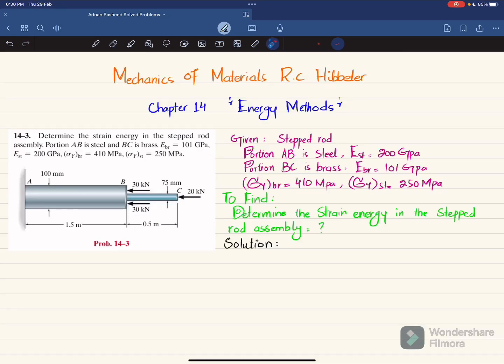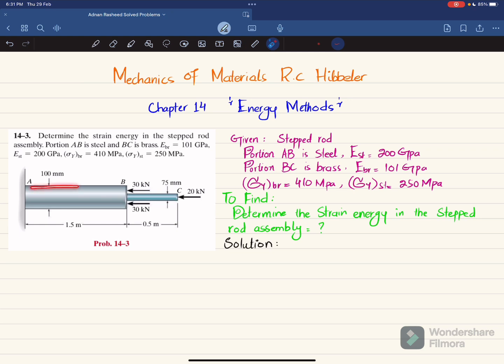Welcome back. Problem 14-3. This problem is taken from chapter number 14, that is energy methods, and the book name is Mechanics of Materials by R.C. Hibbeler. So the statement is: determine the strain energy in the step rod assembly. Portion AB is steel and BC is brass. Modulus of elasticity of brass is 101 gigapascal while steel is 200 gigapascal. Yield stress of brass is 410 megapascal and yield stress of steel is 250 megapascal.